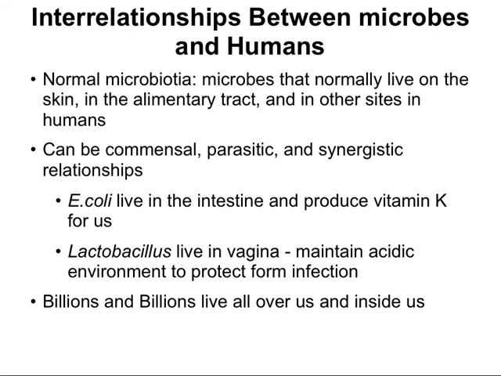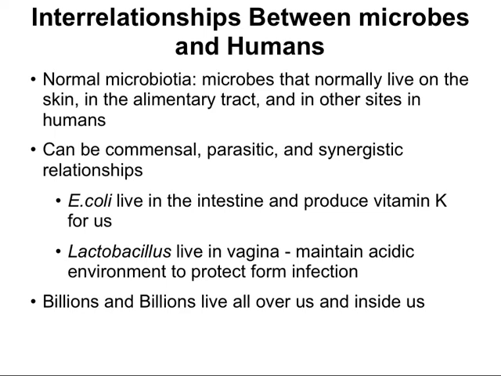Now, how about the relationships that microbes have with humans? The human body is a rich habitat for symbiotic bacteria, fungi, and a few protozoans. Now, we all are aware that there is a vast number of microbes that normally live on our skin and within our body, all over our mucous membranes. These are the normal microbiota of our human bodies. The relationships can be parasitic, commensal, and synergistic.